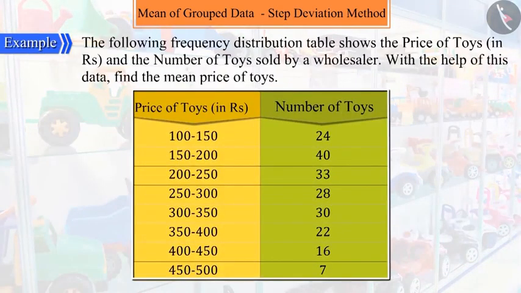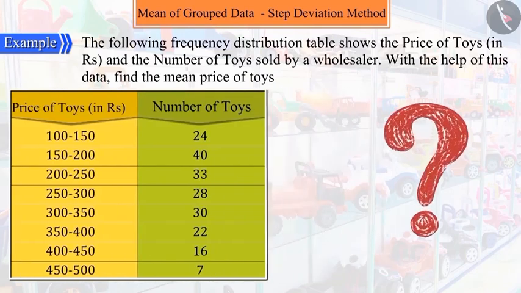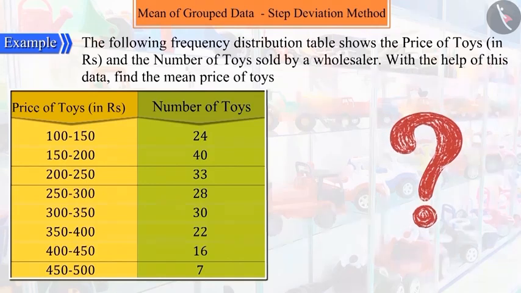The following frequency distribution table shows the price of toys and the number of toys sold by a wholesaler. With the help of this data, find the mean price of the toys. Let's see.